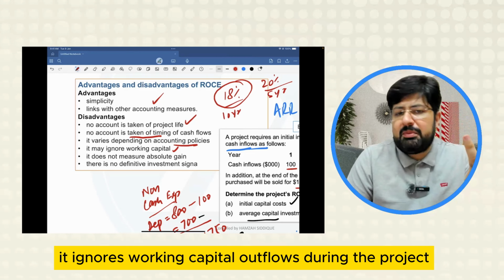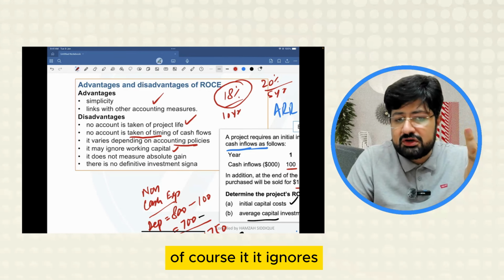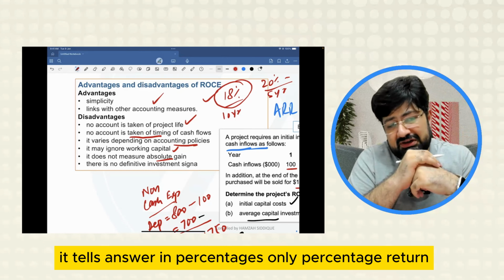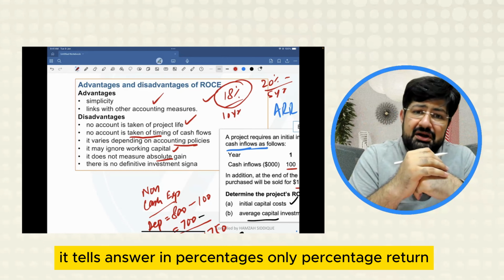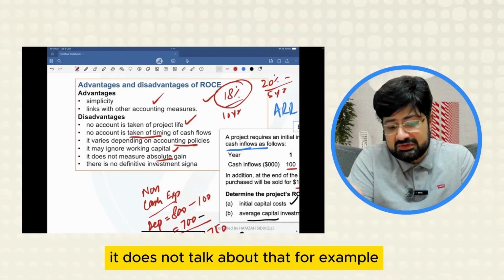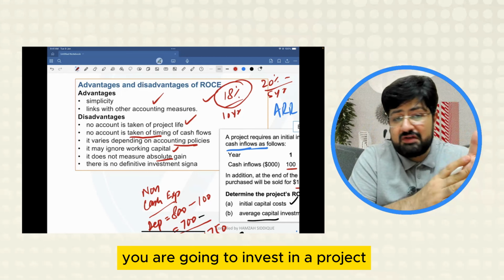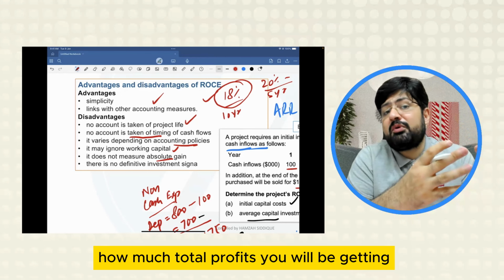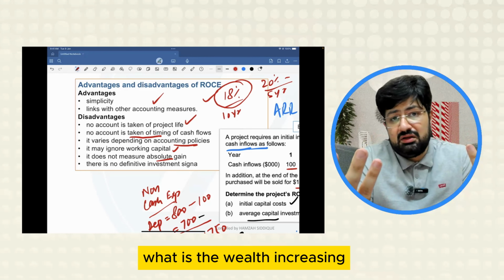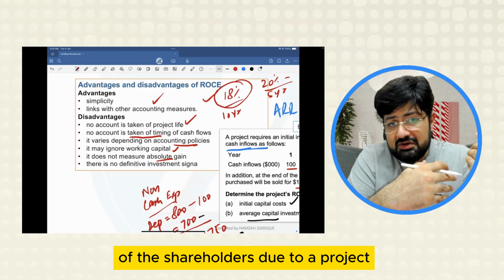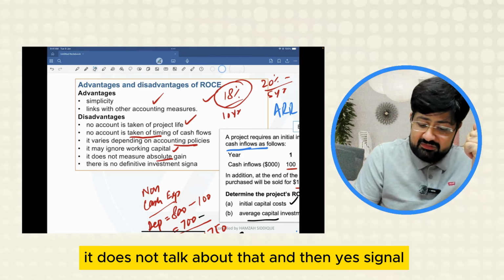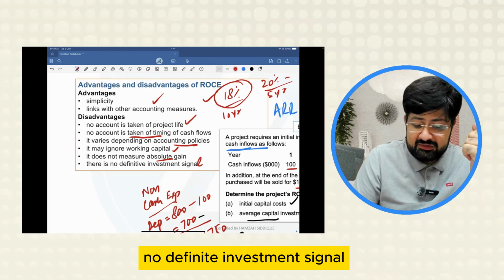It ignores working capital outflows during the project. Of course, it ignores them. It tells the answer in percentages only, a percentage return. What is the exact total benefit? It does not talk about that. For example, you are going to invest in a project: how much total profit will you be getting? What is the increase in the wealth of the shareholders due to a project? It does not talk about that. And then, yes, there is no definite investment signal.